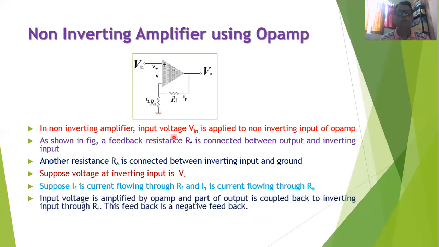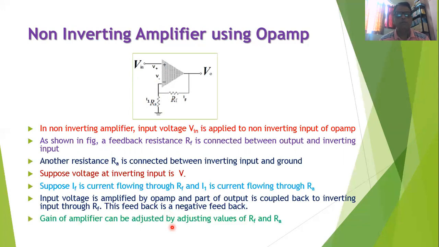Now, when the input voltage is applied to this circuit, the operational amplifier will amplify this input voltage, and part of the output voltage is coupled back to the inverting input through the resistance RF. Therefore, the feedback achieved here is a kind of negative feedback. And because of the negative feedback, the overall gain of the amplifier can be controlled.